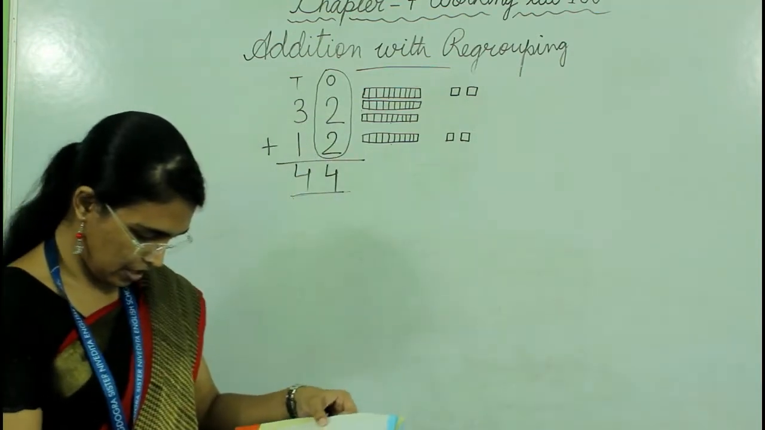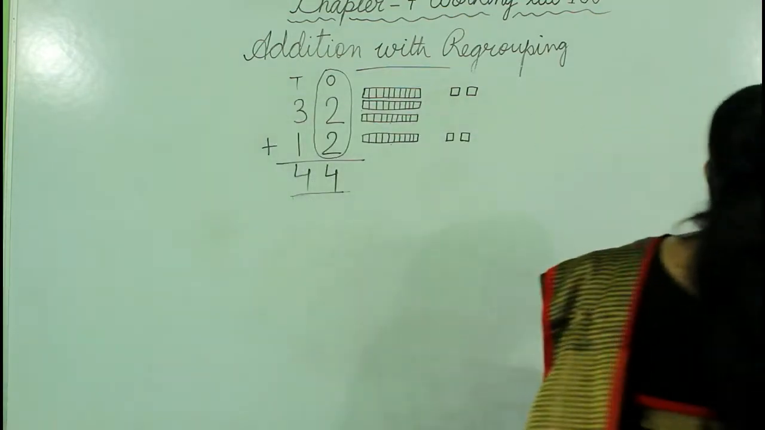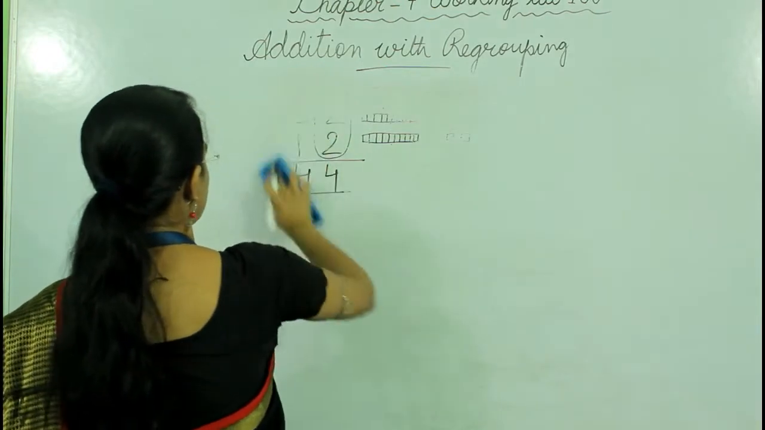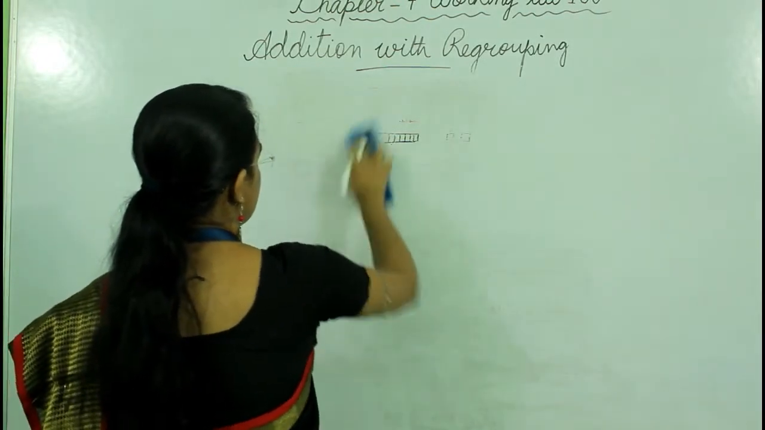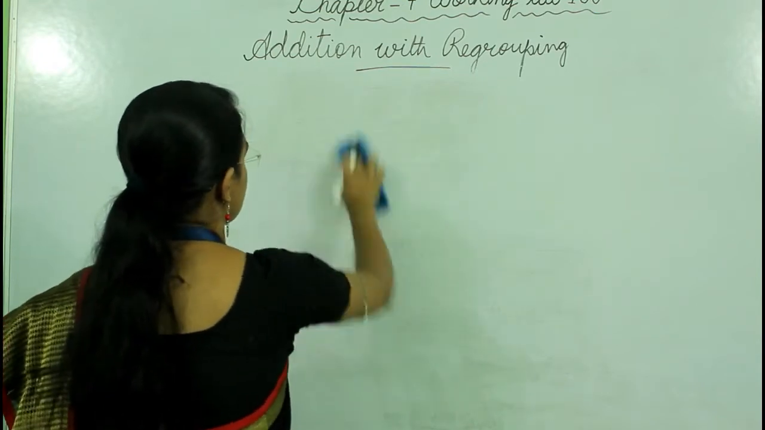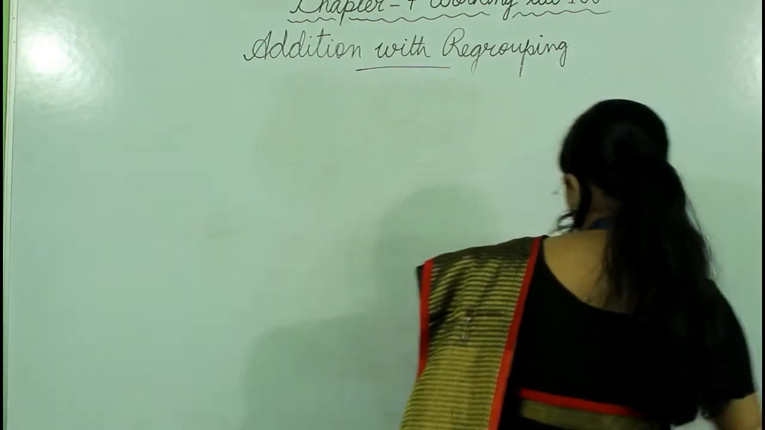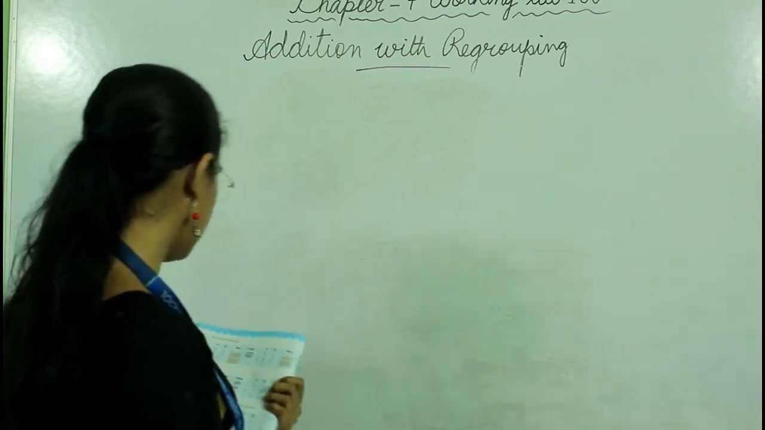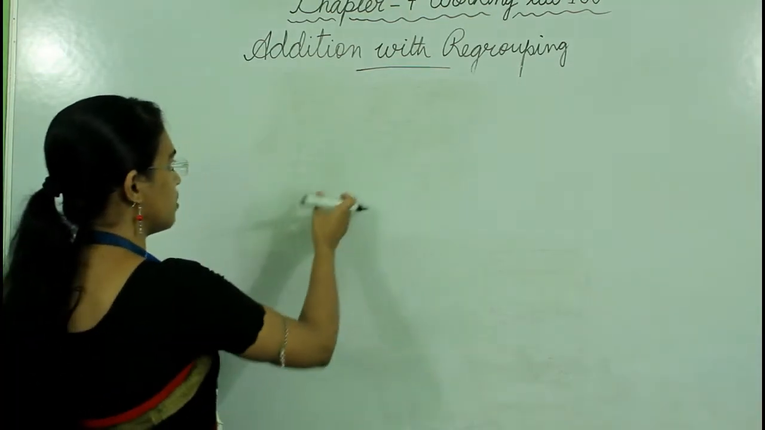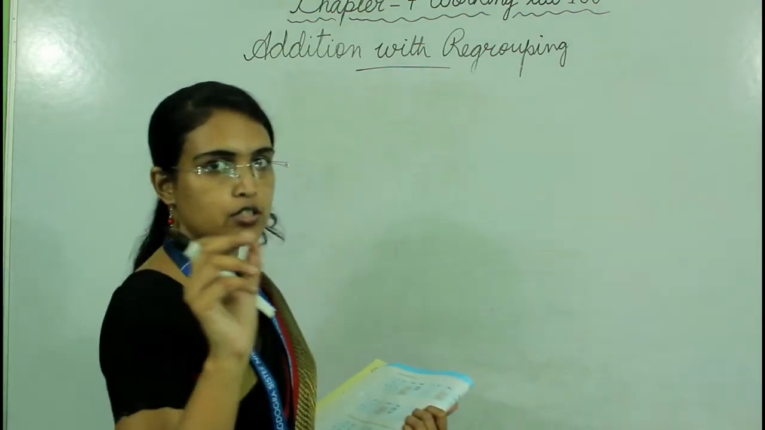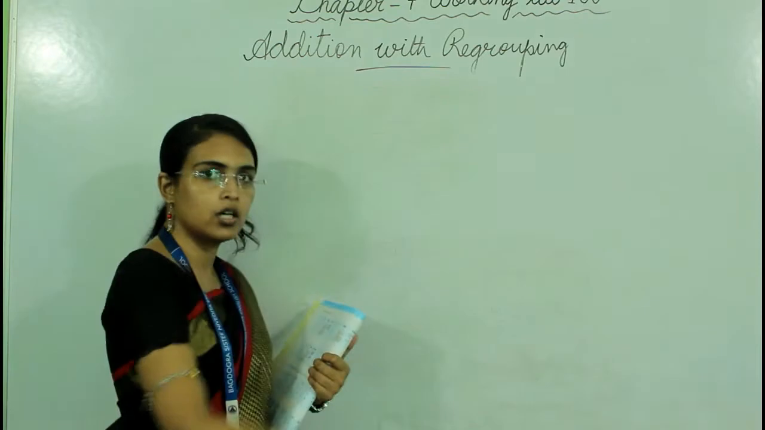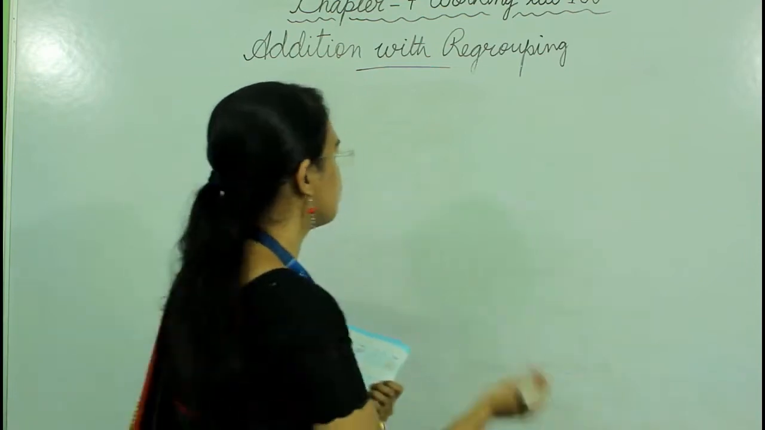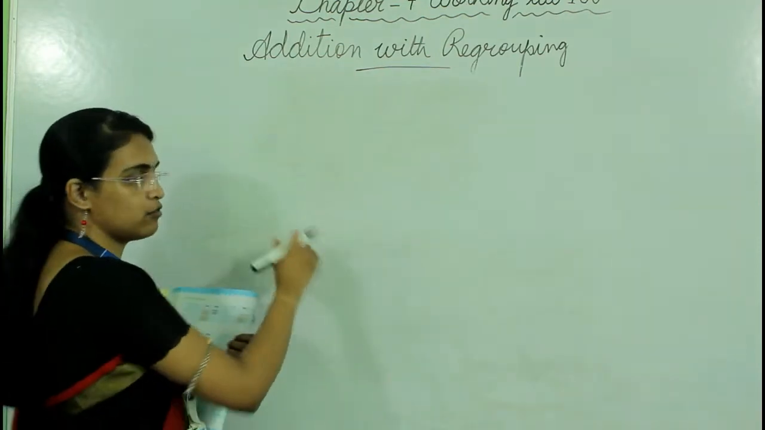Come to page number 86. When you are doing regrouping, it means we have extra, so we have to use these blocks. We have to draw these blocks, the tens place blocks or 1's place blocks. Then by adding all these things, we have to write the answer.